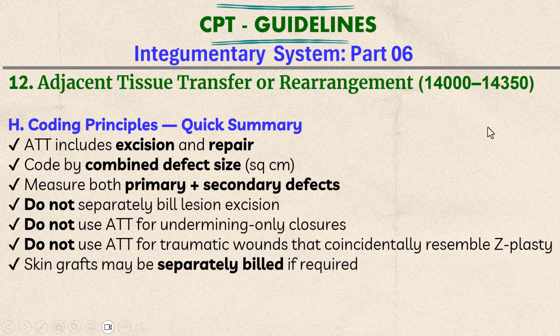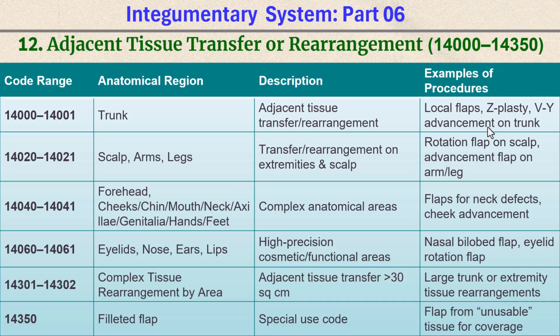Skin grafts may be separately billed if required. So when you look at the codes, 14000 and 14001 in the trunk are for adjacent tissue transfer and rearrangement. It includes the local flaps, Z-plasty, those kinds of things. 14020 to 14021 for the scalp, arms and legs is also a similar thing: transfer and rearrangement on extremities and scalp, rotation flap on scalp, those kinds of things.